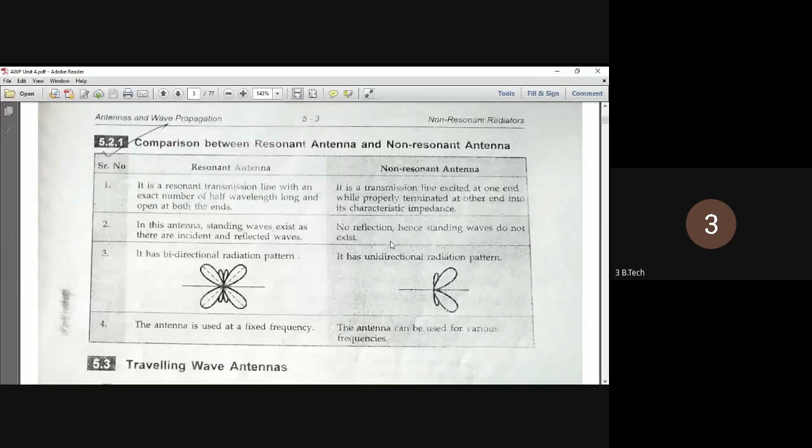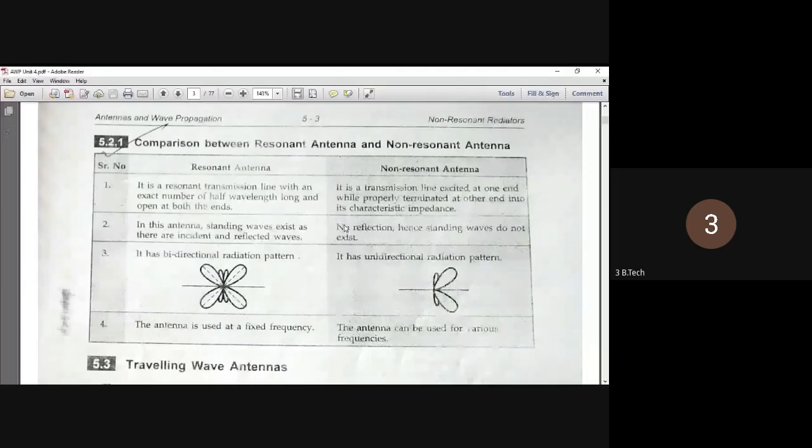So in the resonant antenna, what is the second difference? In this antenna, standing waves exist as there are incident and reflected waves. Yes, due to these incident and reflected waves, standing waves are formed. But while we go for the non-resonant, no reflection because it is terminated with the load. Hence, standing waves do not form. I already told, the resonant antenna has bidirectional radiation pattern with few minor lobes. But the non-resonant antenna has unidirectional radiation pattern. In the resonant antenna, we use this antenna at a fixed frequency, but at various frequencies, non-resonant antennas can be used. These are the four very, very important differences.